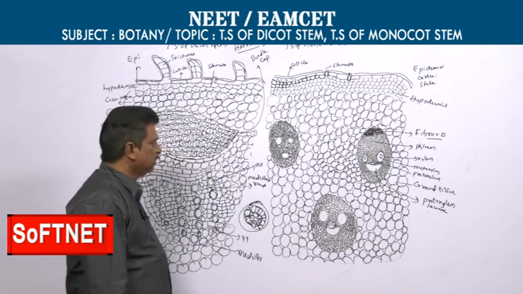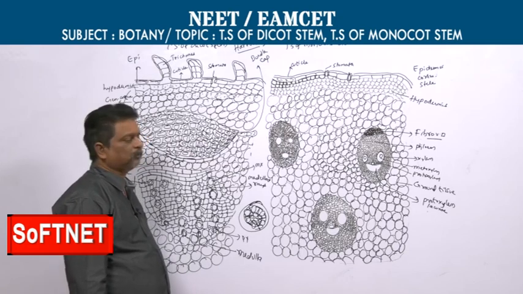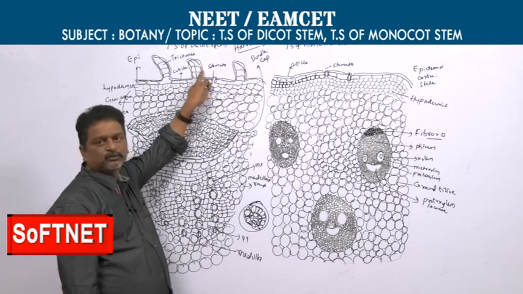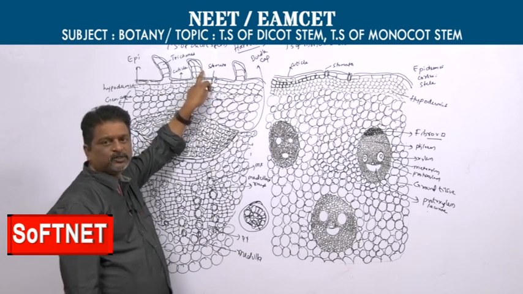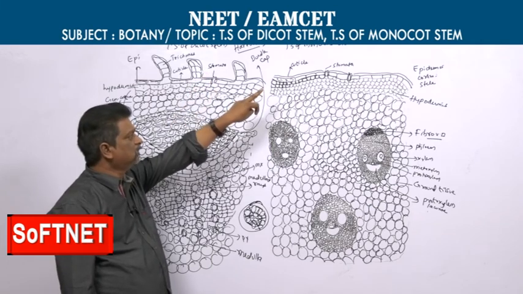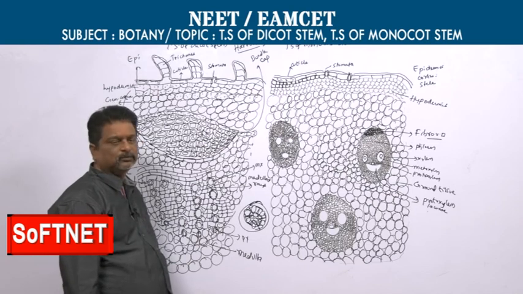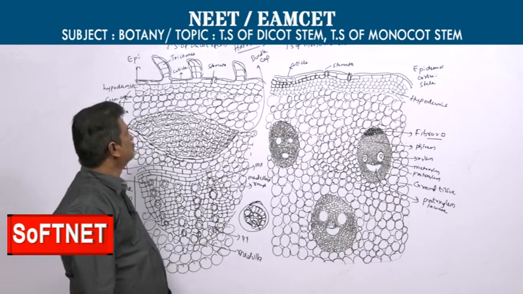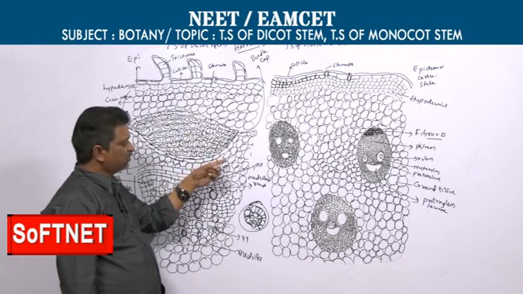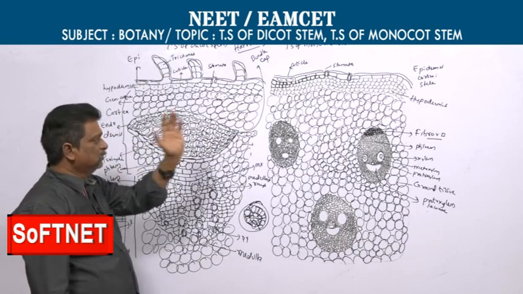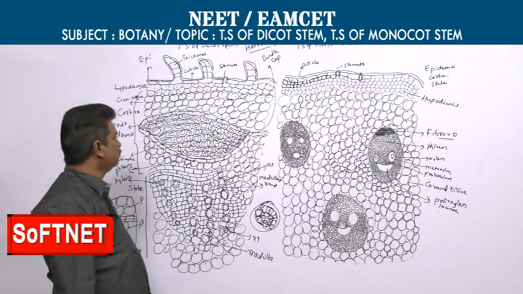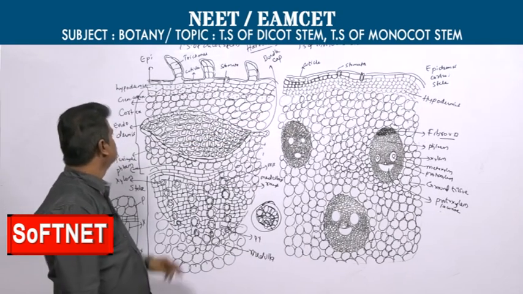Now, differences between dicot and monocot stem. In dicot stem, trichomes are present. In monocot stem, trichomes are absent. Then the second one, cortex. In dicot stem, the cortex is comparatively well developed compared with monocot stem.